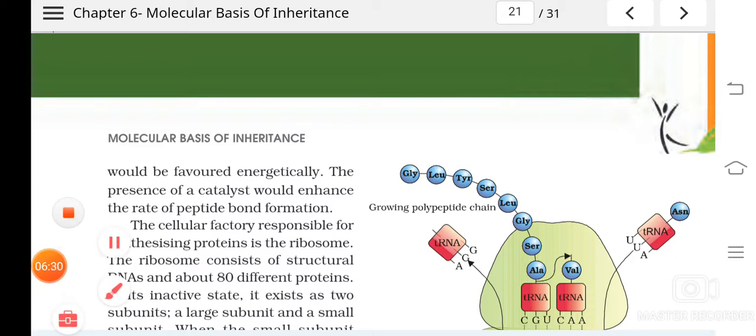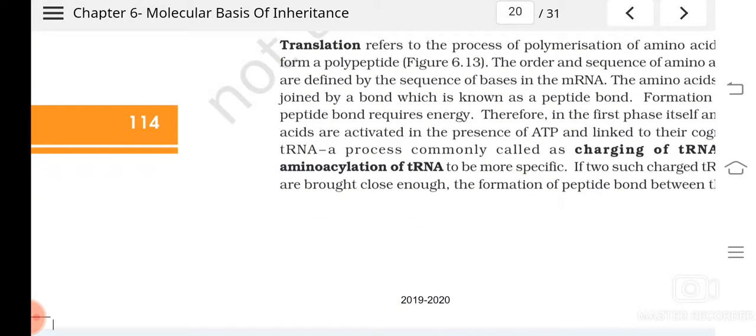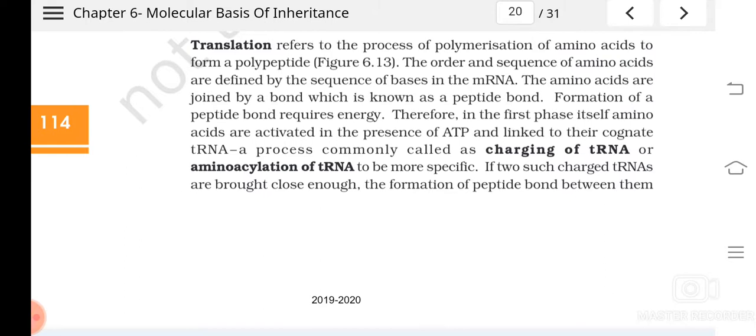The translation process begins with activation of amino acids, also called charging of tRNA or aminoacylation of tRNA. So what is happening here? The amino acids are charged in the presence of ATP, and they will be linked to the particular tRNA.